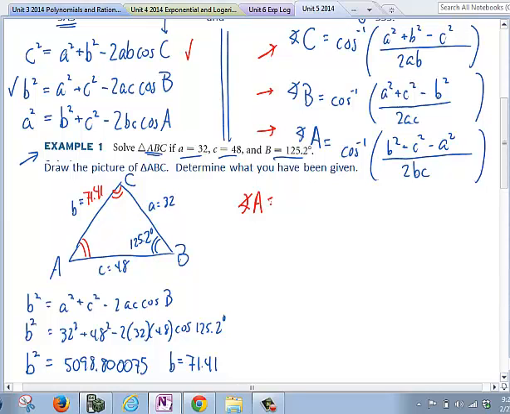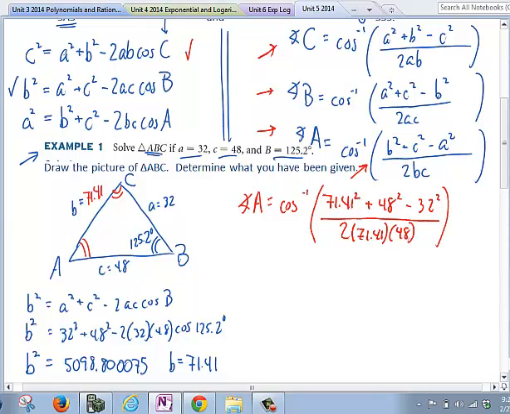Angle A is equal to, I'm going to write inverse cosine of 71.41, I'm sorry, it's B squared. I'm just going to write it out first. Actually, you can see the formula right here. So it's B squared, so it's 71.41 squared, plus C squared, which is 48 squared, minus the A value, which is 32 squared, all over 2 times 71.41 times 48. You want to put this all in the calculator at once.